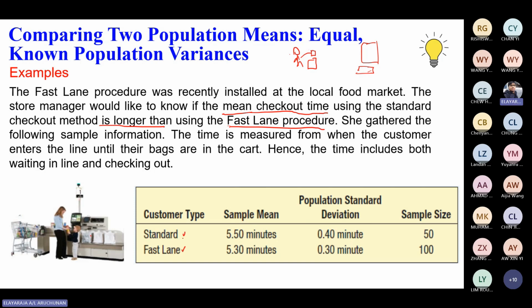So as we know, for the standard, the sample mean is 5.5 minutes. And then for the fast lane it is 5.3 minutes. And the standard deviation, if you could see that, for the standard checkout method is 0.4 minutes. And then for the fast lane it is 0.3 minutes. And then the sample size. For the standard, they chose about 50 customers, and for the fast lane, they chose about 100 customers. So these are the information we have at the moment.